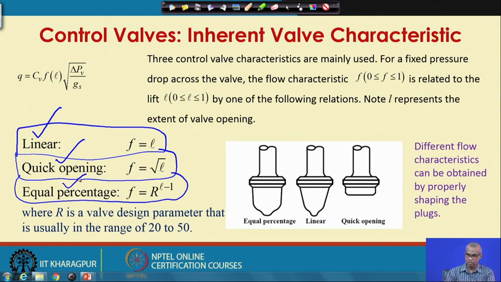Different flow characteristics such as expressed by f of L can be obtained by properly shaping the plugs. This type of shape will lead to an equal percentage control valve, this will lead to a linear control valve, and this will lead to a quick opening control valve.